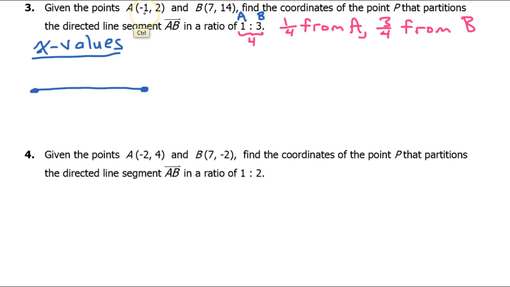All right, my lower x value is -1. Okay, and that's point A. And my higher x value is 7, and that's point B. So I need to figure out the x value that is 1/4 of the way from A. So in order to figure that out, I need to keep track of what's the total distance. So from -1 to 7, the total distance is going to be 8.